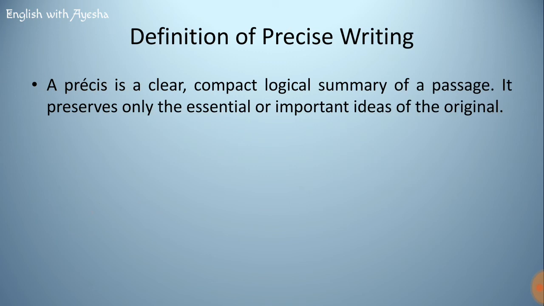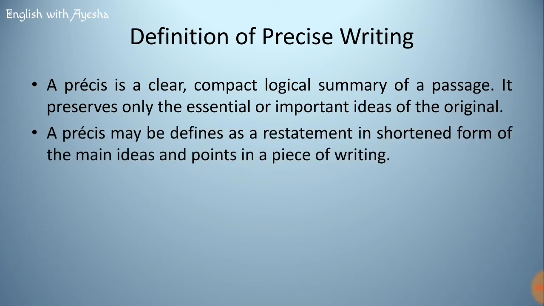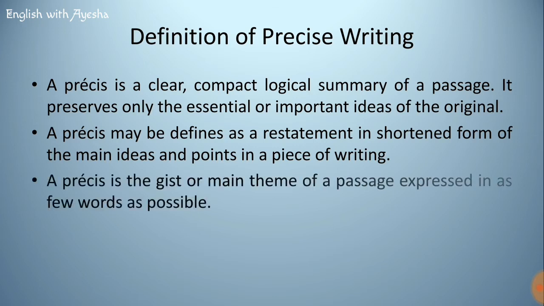Now we look at the definition of precis writing. The first definition is a precis is a clear, compact, logical summary of a passage. It preserves only the essential or important ideas of the original. Second definition is a precis may be defined as a restatement in shortened form of the main ideas and points in a piece of writing. Another definition is a precis is the gist or main theme of a passage expressed in as few words as possible.